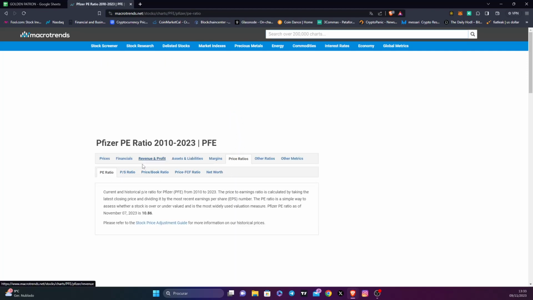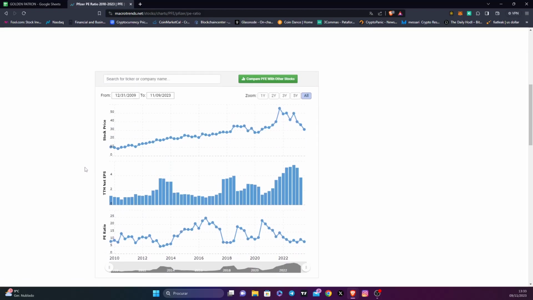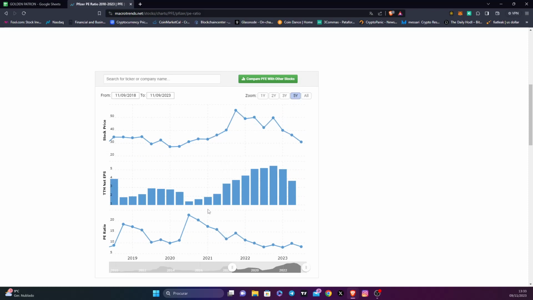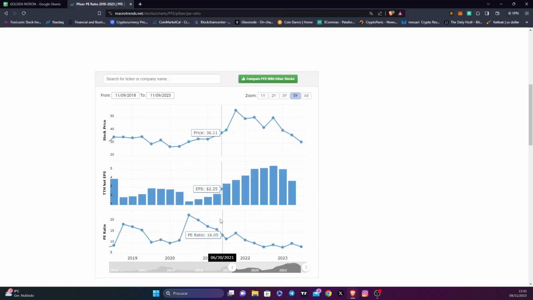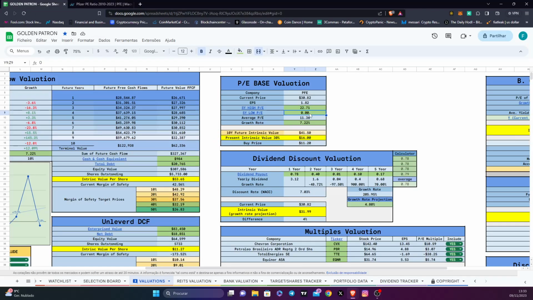Okay, we go to price ratio, and as you can see, we have the PE ratio right here. So what we want to do is put a 5-year chart, and we can see the high would be 22.71, as you can see, PE ratio. So we plug in 22.71, and we want the low now. Okay, the low should be 7.87. So we plug in 7.87.